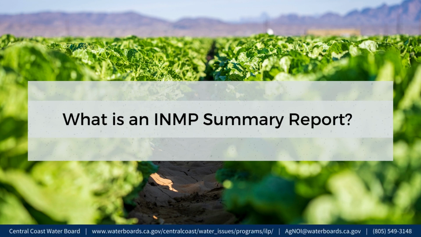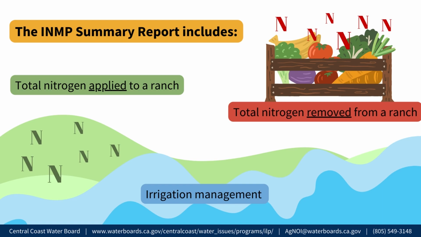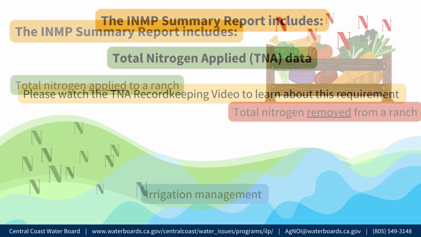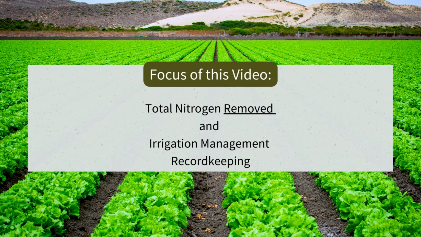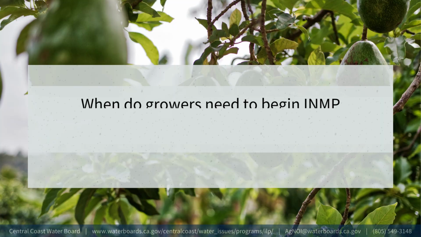What is an INMP summary report? An INMP summary report is a report on all sources of total nitrogen applied to a ranch and total nitrogen removed from a ranch throughout the calendar year. It also includes information on irrigation management. The INMP summary report must include total nitrogen applied data. Please watch the Total Nitrogen Applied record-keeping video for record-keeping details on total nitrogen applied. The rest of this video will focus on total nitrogen removed and irrigation management record-keeping required for INMP summary reporting.